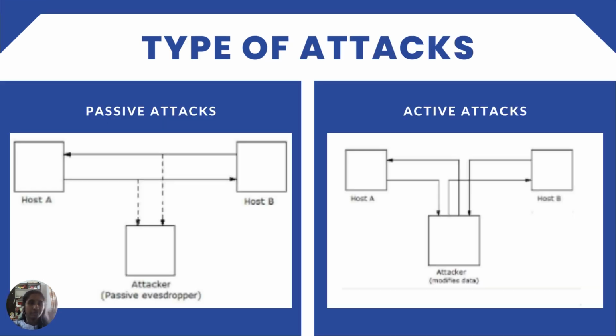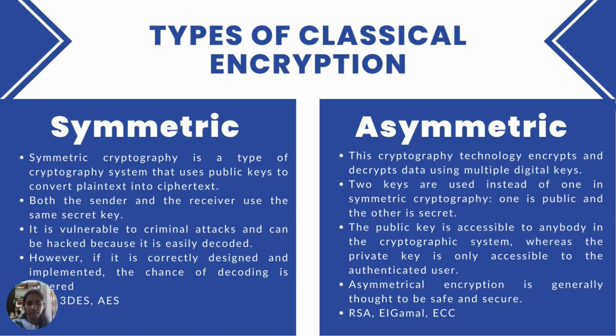There are two types of actors normally in cryptography. The first is passive actors and the second is active actors. There are two types of classical encryption. The first is symmetric, the second is asymmetric. Symmetric is a type of cryptography system that uses a single key to convert plain text into ciphertext. Both the sender and the receiver use the same secret key. So it is vulnerable to criminal attack and can be hacked because it is easily decoded. However, if we implement it safely, the chance of decoding is lower.